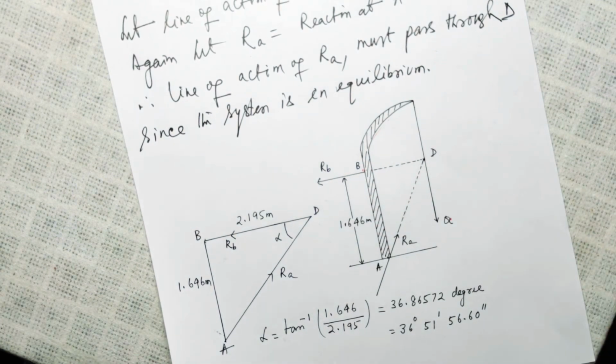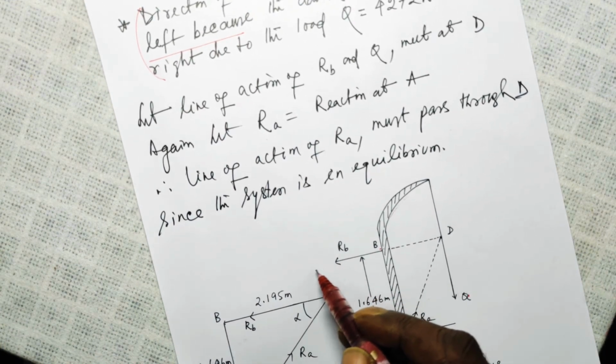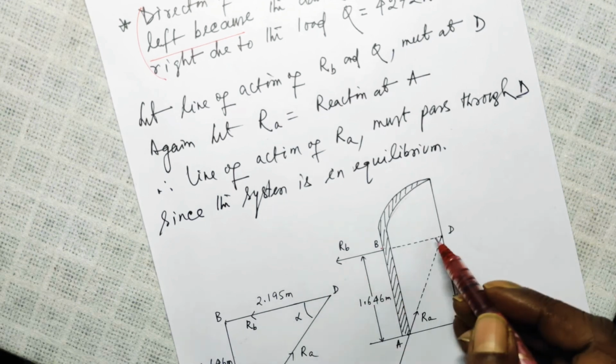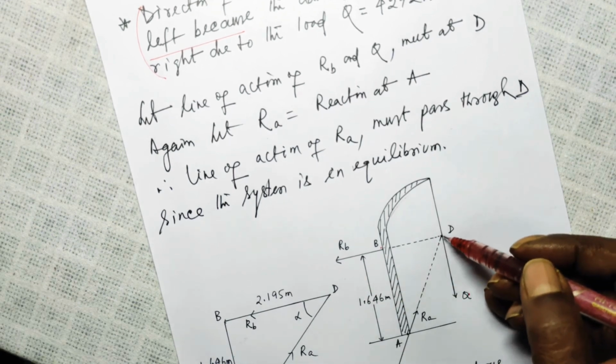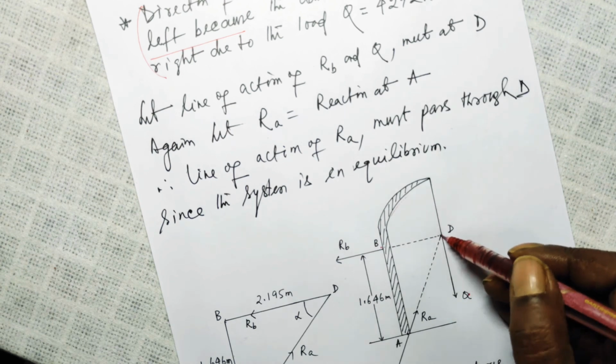Now, let the line of action of RB, this horizontal line, and the line of action of Q, both meet at point D.